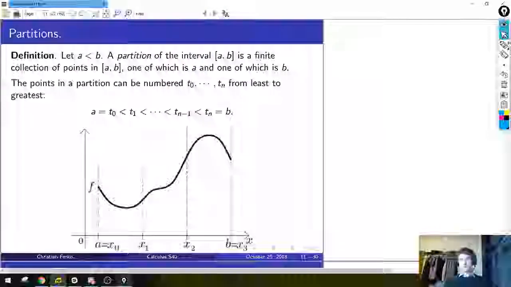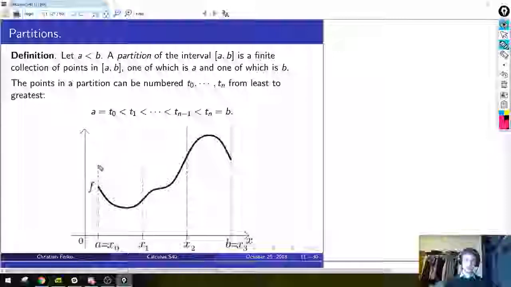Good, okay, so I keep saying this word partition, so I guess we should actually define what a partition is. Okay, so let's do it. Definition: you fix 2 points a and b that are reals, a is less than b, and we define a partition of the closed interval from a to b as a finite collection of points in [a, b], one of which is a and one of which is b.